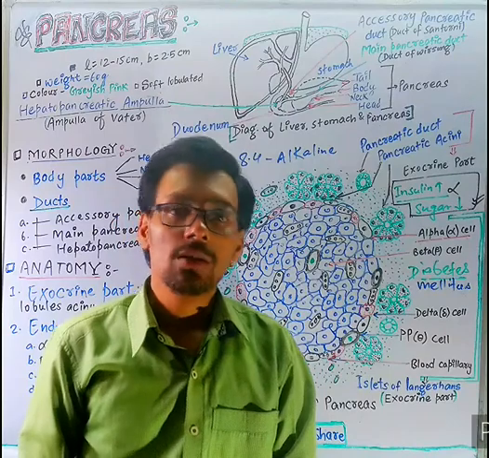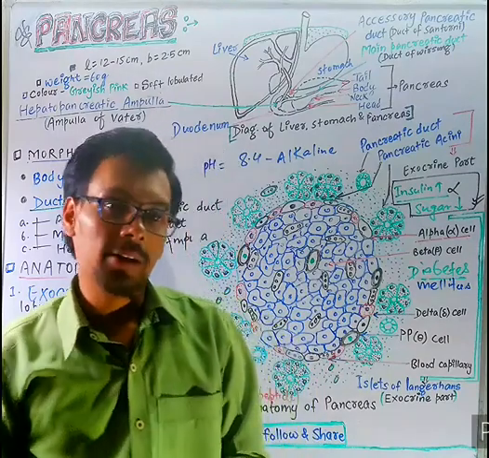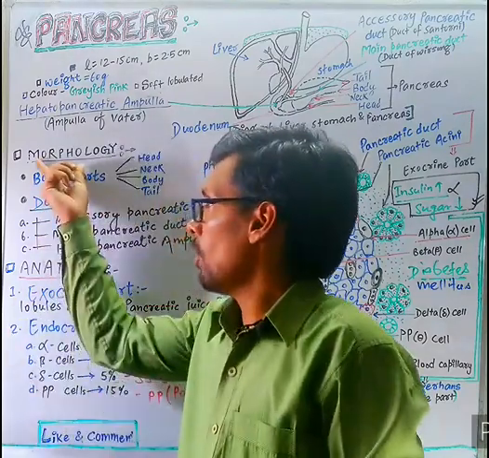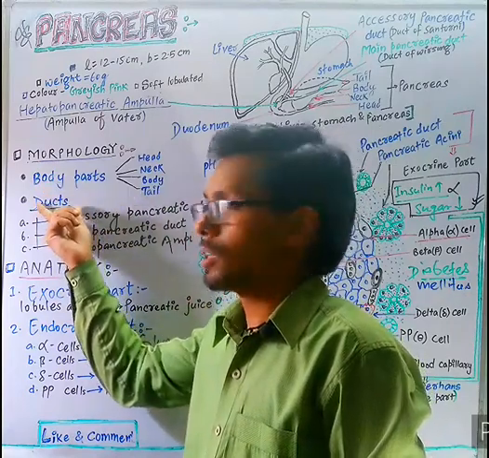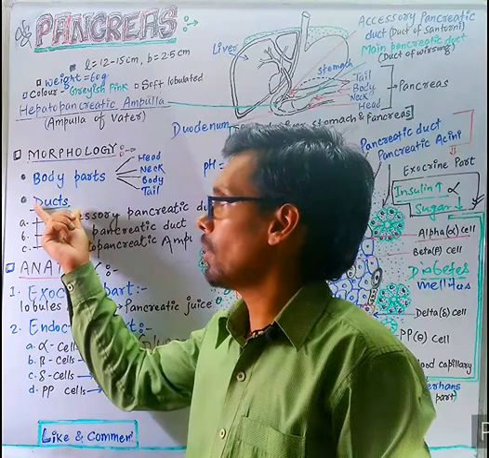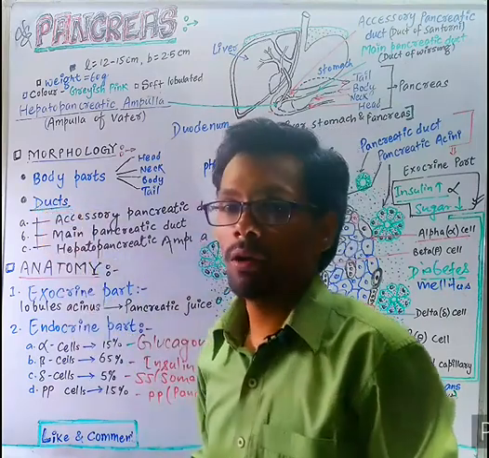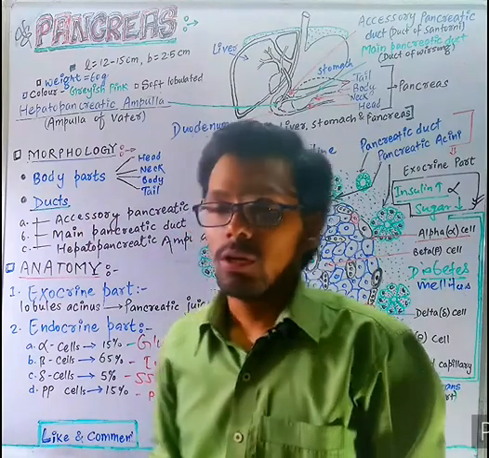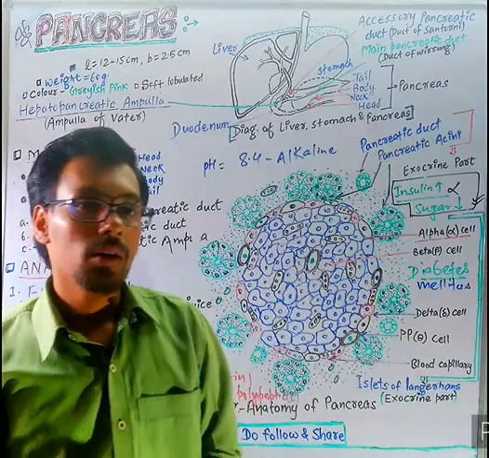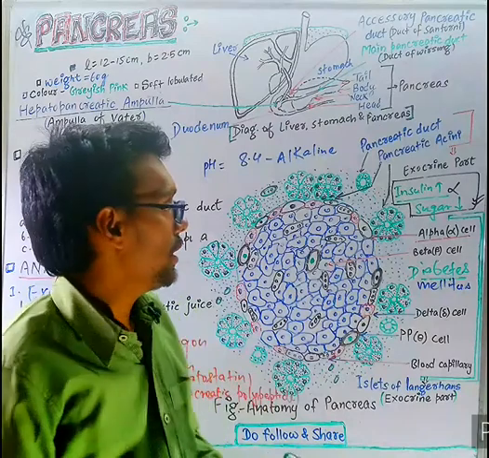Again, we will study the morphology of pancreas. In morphology of pancreas, we study the body parts of pancreas and the ducts of pancreas. What type of duct is present in pancreas? First of all, we mention the body parts of pancreas. There are four body parts in pancreas.